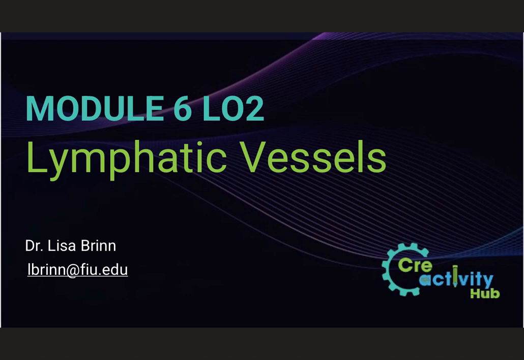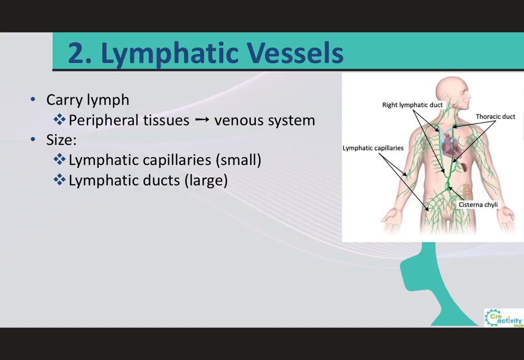Hi everyone, let's start with learning outcome number 2 of Module 6, where we will be covering the lymphatic vessels and compare these to the circulatory vessels. Unlike the blood vessels of the cardiovascular system, which form a complete circuit starting and ending at the heart, the lymphatic vessels carry lymph only from the peripheral tissues to the venous system.